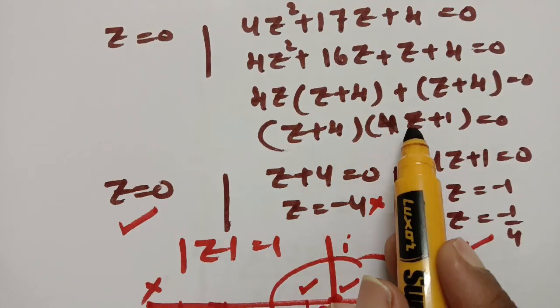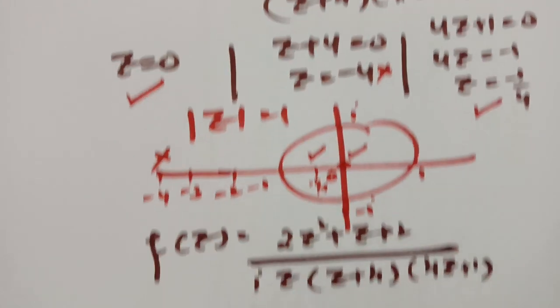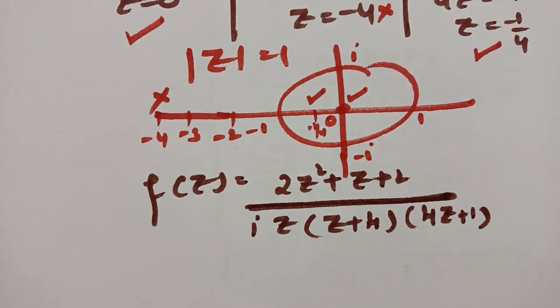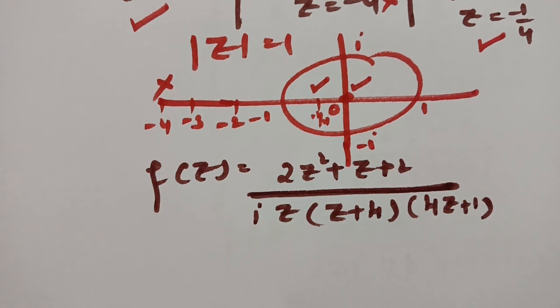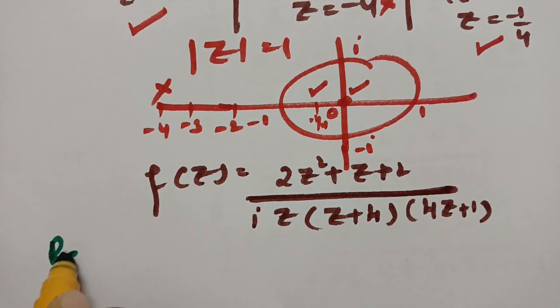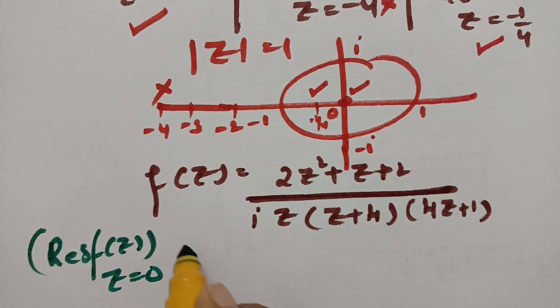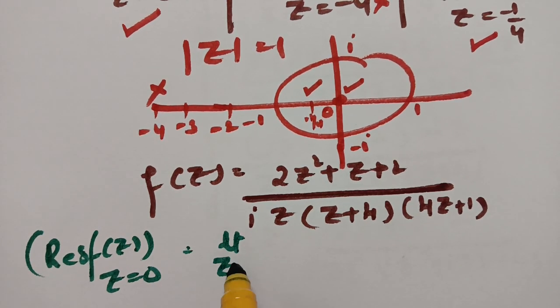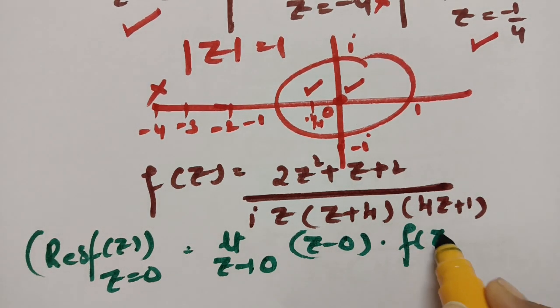See here, these are the factors: z, z plus 4, and 4z plus 1. Now we need the residue values for this. For finding the residue values, which are simple poles here, the residue of f(z) at z equal to 0 is the limit as z tends to 0 of (z minus 0) into f(z).